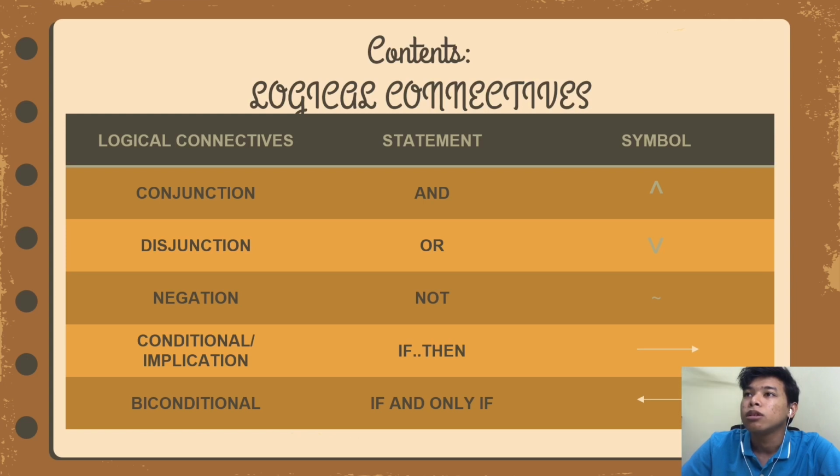Today I want to present about the content of logical connective and truth table. Firstly, the content: logical connective or logical operator. Logical connective has 5 operators. Firstly, conjunction. The statement of conjunction is "and" while the symbol looks like intersect.